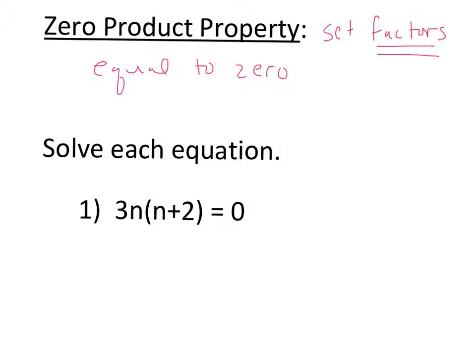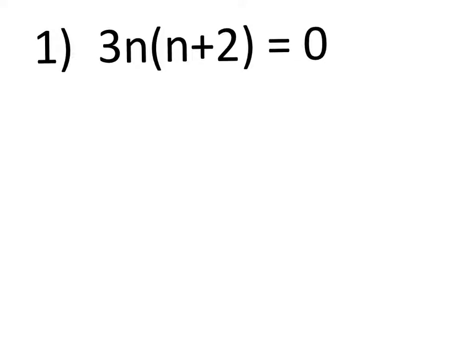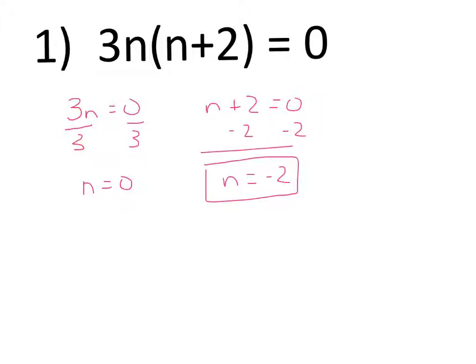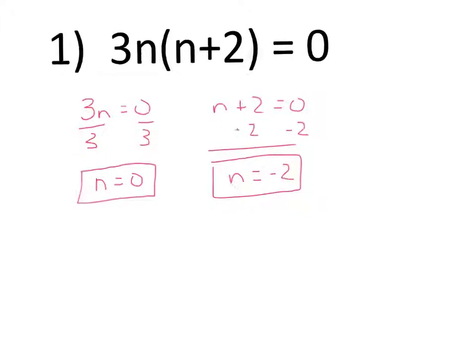Okay? All right, so let's look at example 1 here. Now, anytime I have parentheses, the wonderful thing about this is it's already factored. There's no factoring to be done here. So when you have a set of parentheses, it's already factored. Just take each factor, like we did on Friday, and set it equal to 0. Now I'm going to solve. So I'm going to divide by 3. So n equals 0. And over here I'm going to subtract the 2 off. So I get n equals -2. So I have two answers here, 0 and -2. Okay?